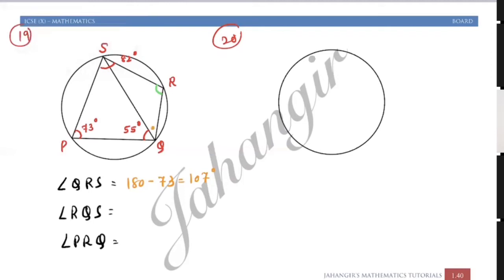I want this angle. So this angle we can find by opposite angles of a cyclic quadrilateral also. 82 plus 55 plus x, you can take it as x if you want. 82 plus 55 plus x is equal to 180 because opposite angles are supplementary. So x is equal to 180 minus 137, that is 43 degree.